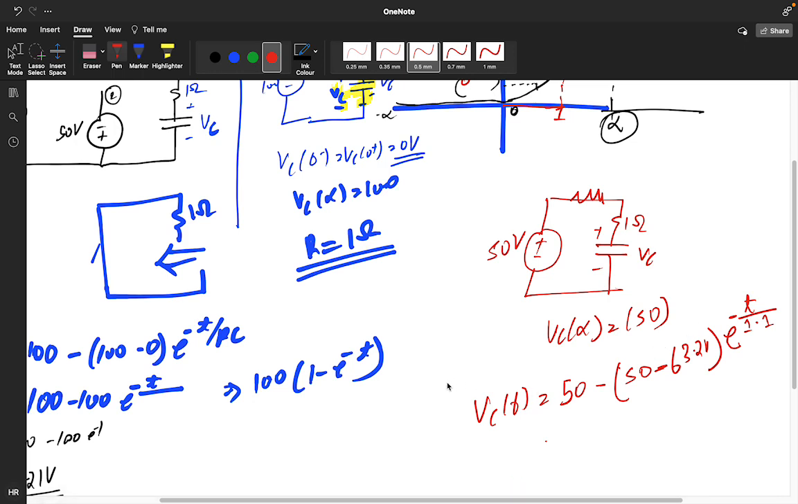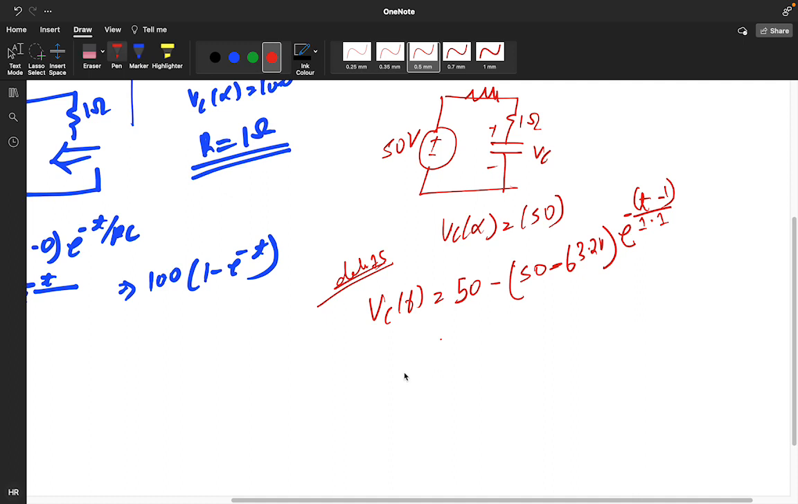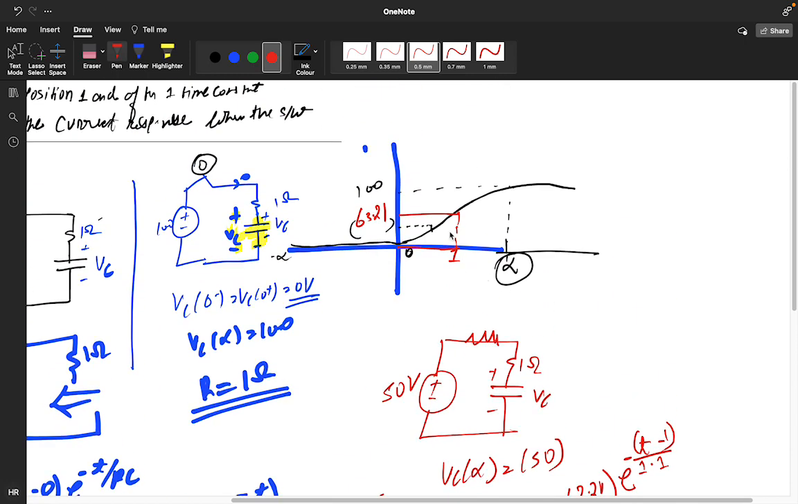We are having a delay of how much? 1 second. So t minus 1 will be there. Okay, delay of 1 second. So Vc of t will be 50 minus 63.21, it's minus 13.21, so 50 minus 13.21 e power minus (t minus 1). So now this value will not go up to 100, it will go like this, and it will settle out at 50 only.